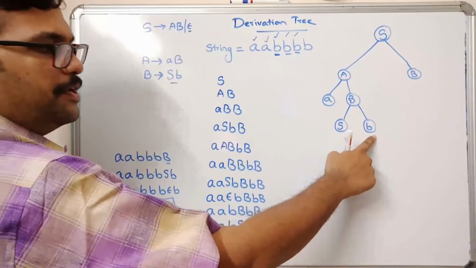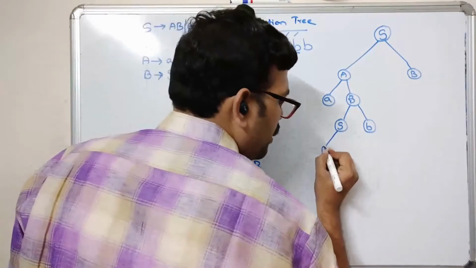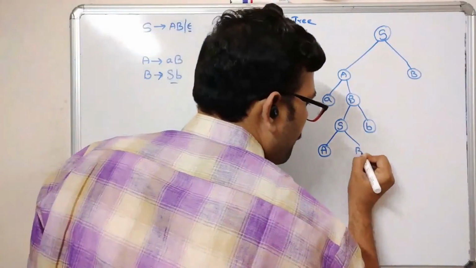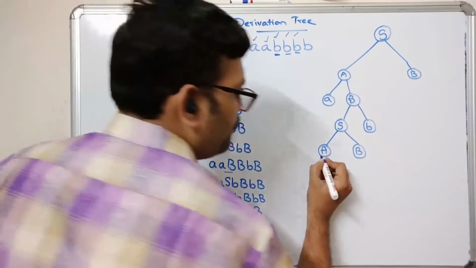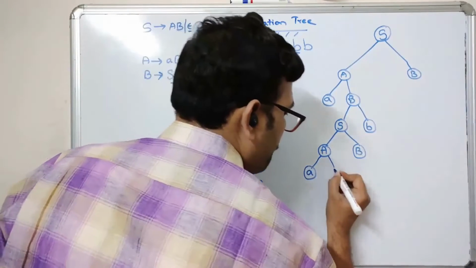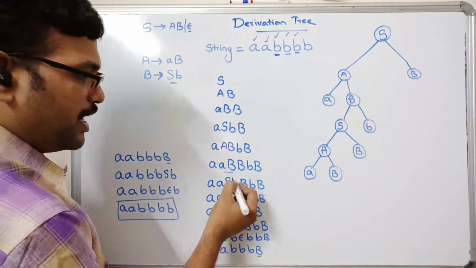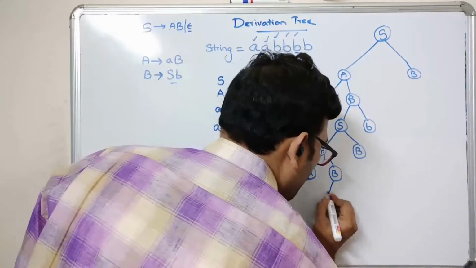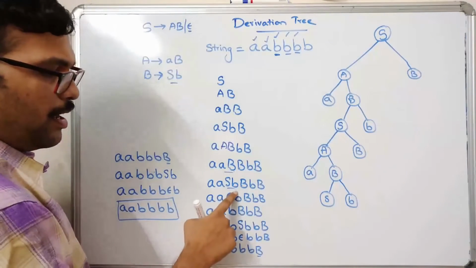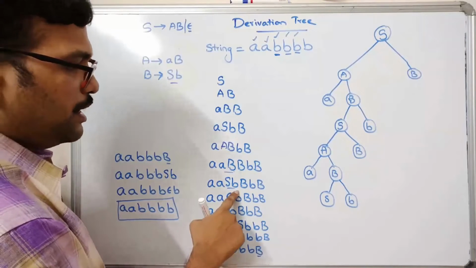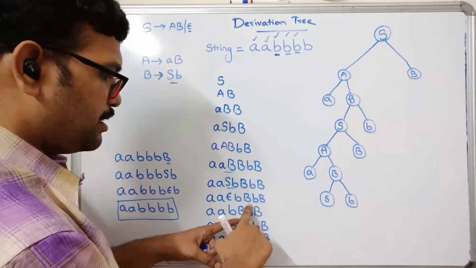We need to change B. Again, this S is divided as AB. So once again, A, B. And again A is divided as AB: A, B. Now again B is divided as SB. Yes, B. Right. And now see, this B is again divided as SB.